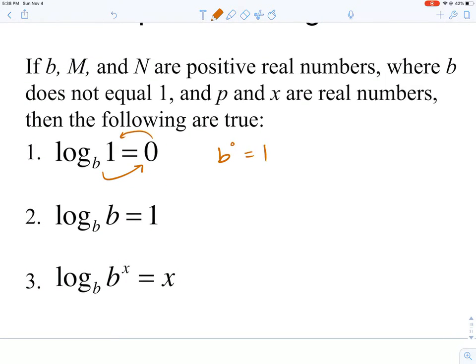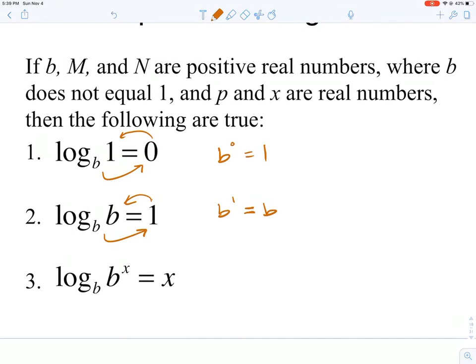The second property, right, we can rewrite as b to the 1st power is equal to b. Well, that's true. b equals b. So that says that if you take the log base b and evaluate it at the same number as the base, you'll get 1. Okay.